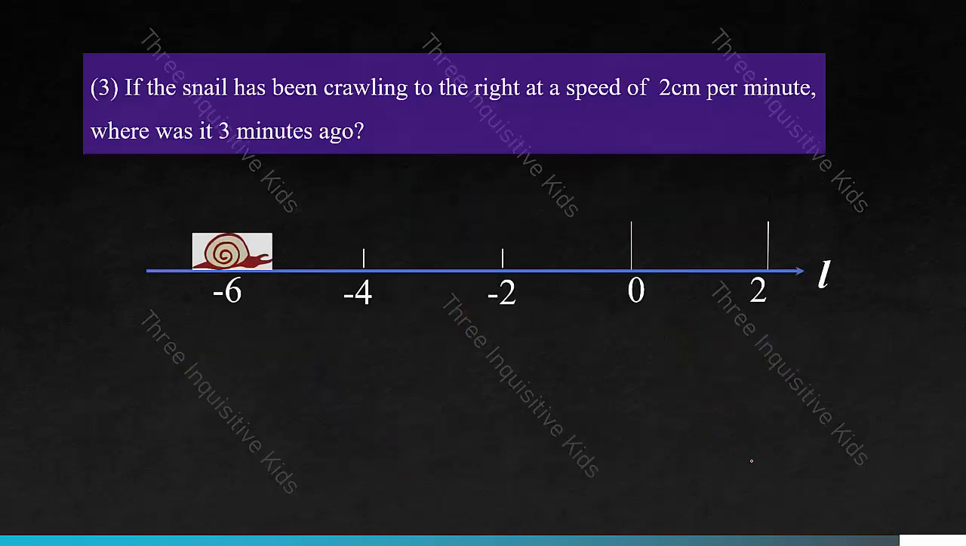If the snail has been crawling to the right at a speed of 2 centimeters per minute, where was it 3 minutes ago?